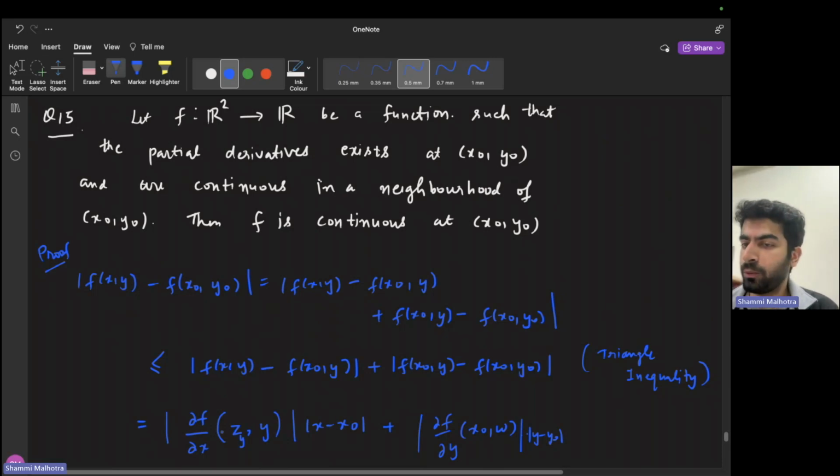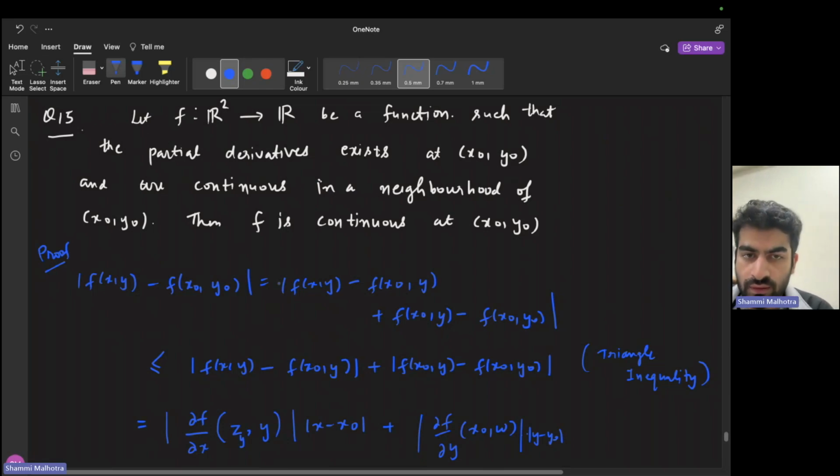So we would like to employ the mean value theorem of the one-dimensional case, because that is one of the things which connects the function and derivatives. This difference has two variations, both in the x direction as well as in the y direction. So we would like to separate these variations. How do we deal with that? We just add and subtract f(x naught, y), so that we can separately consider the x direction difference and the y direction difference.